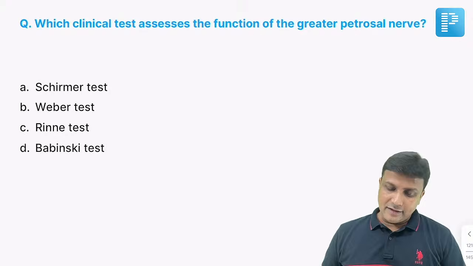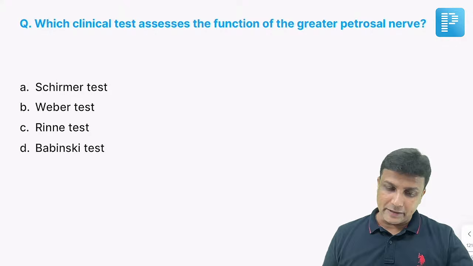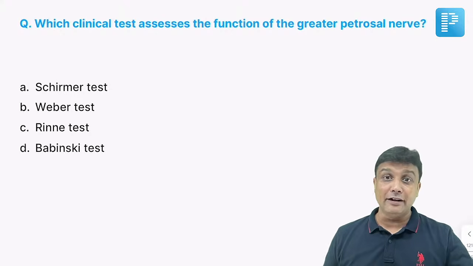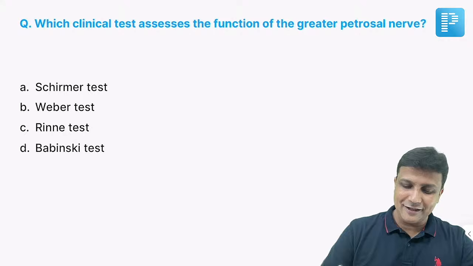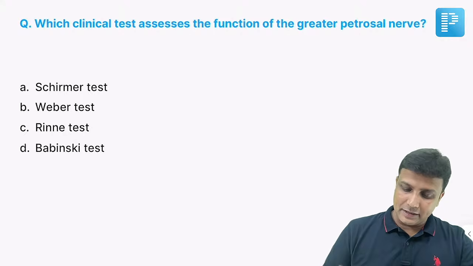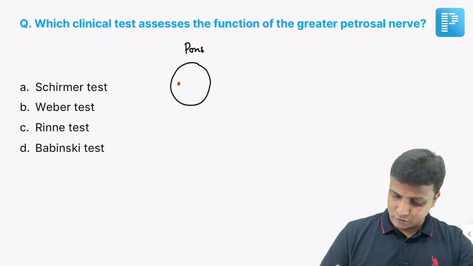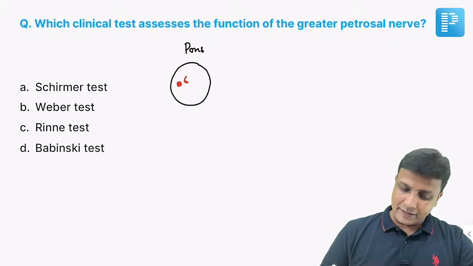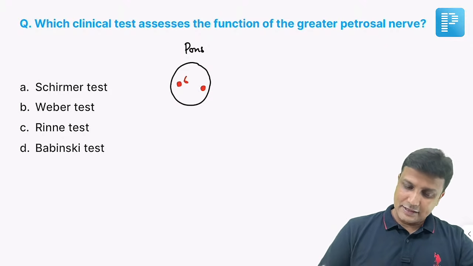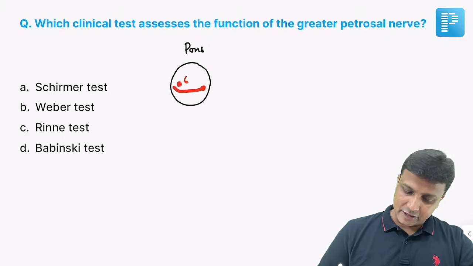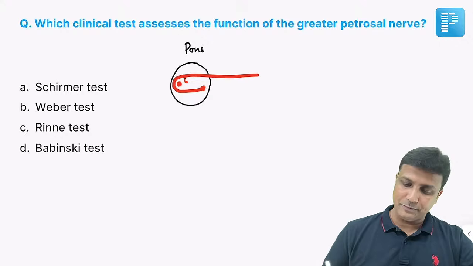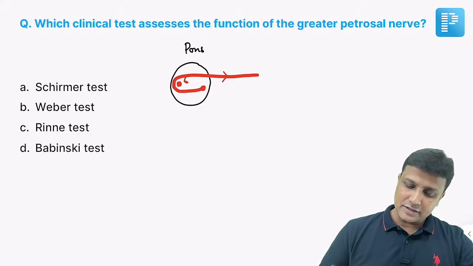Now, which clinical test assesses the function of greater petrosal nerve? Greater petrosal nerve किसका branch होती है? For example, if this one here will be the pons, in the pons there will be 6th nucleus, and then there will be 7th nucleus. 7th nerve will be taking a turn around the 6th and coming out. This is the 7th cranial nerve, so that is your facial nerve.